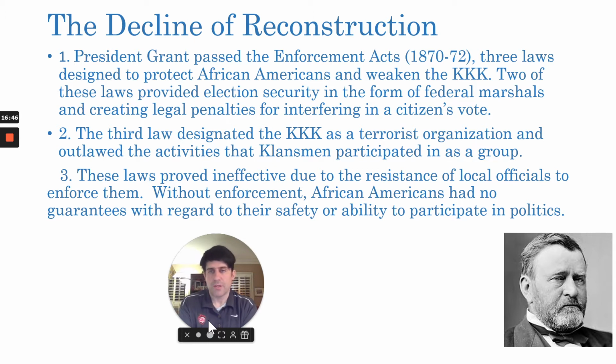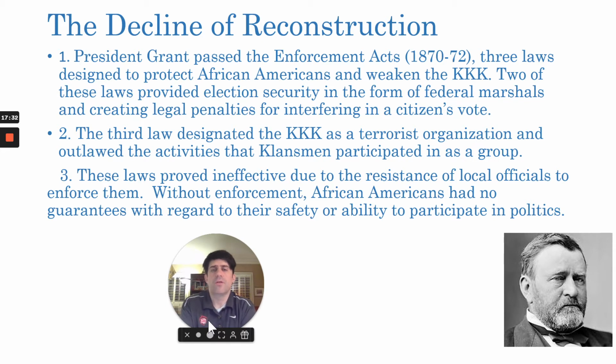Another enforcement act created specific legal penalties for interfering in any citizen's vote. And the third law that makes up the enforcement acts officially designated the Ku Klux Klan as a terrorist organization and specifically outlawed the activities that Klansmen participated in as a group, gathering together in robes and burning crosses and riding through communities on horse to threaten and terrorize black men and women throughout the South. This law basically outlawed that.